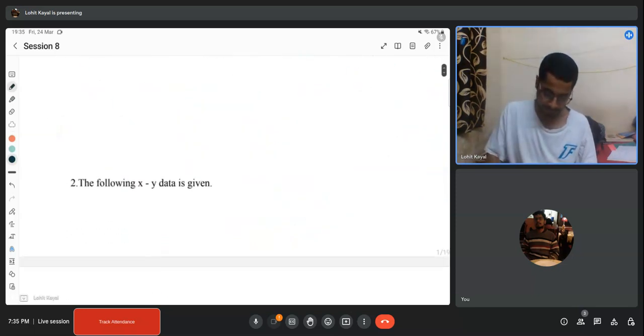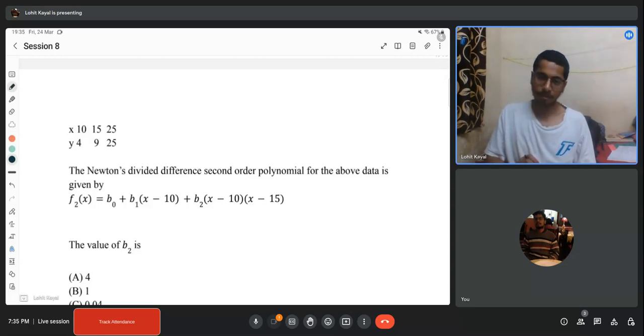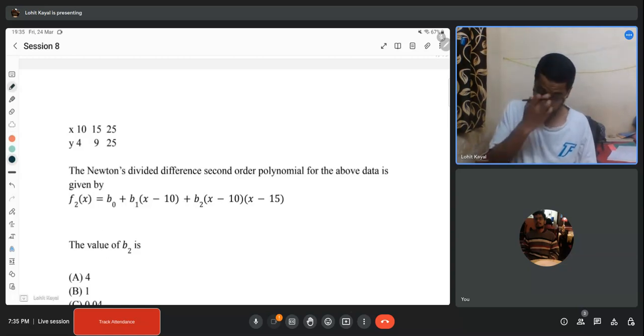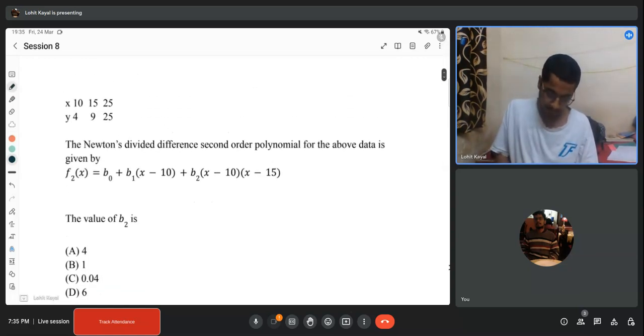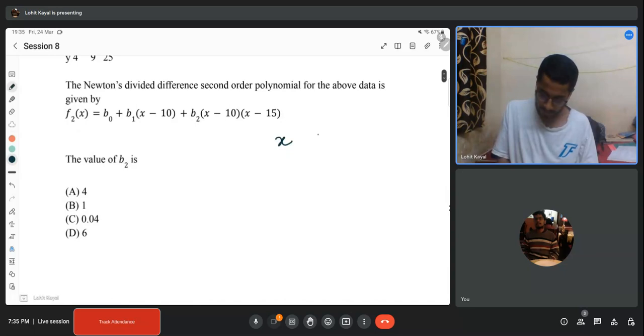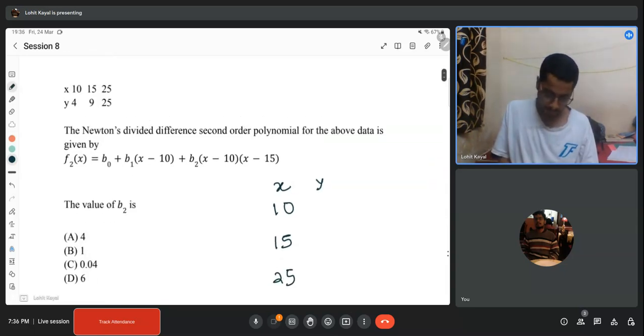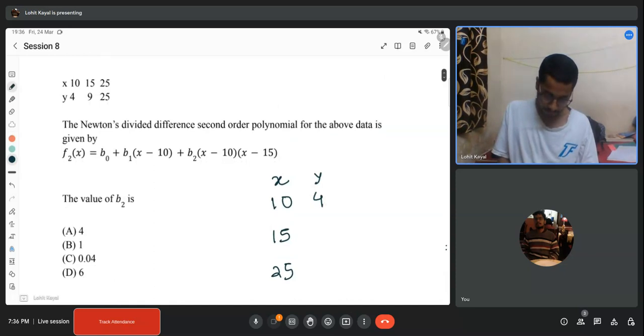Now the next question. Here you will see how we can use the divided difference table to obtain the values of b0, b1, and b2. Okay. So let me write over here the x and y. This is 10, 15, 25. This is 4, 9, 25.